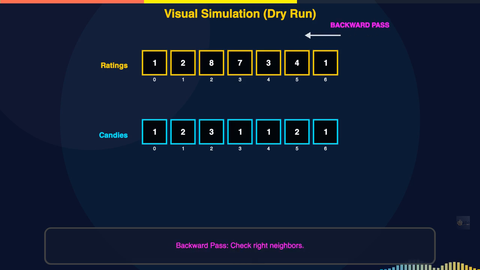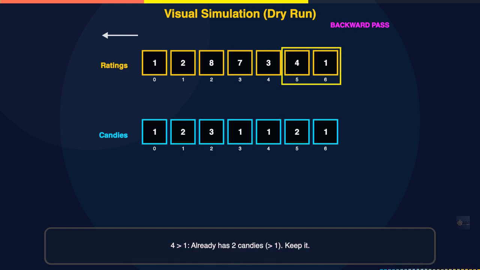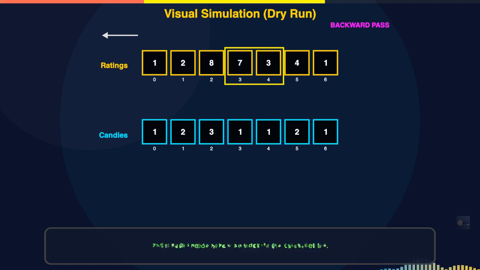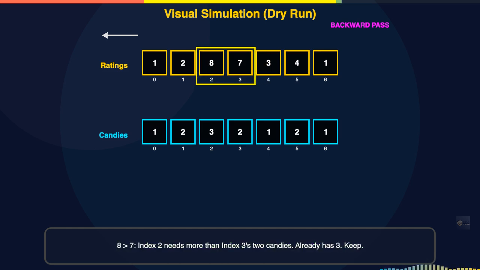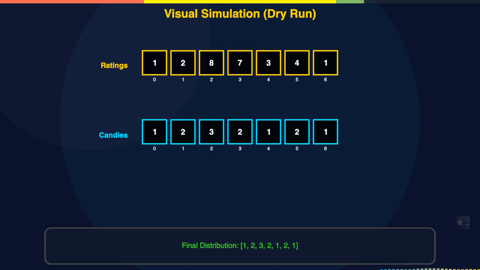Now, the backward pass. We look right. 4 is greater than 1, but it already has 2 candies, which is more than 1. 3 is not greater than 4. 7 is greater than 3, so it needs more than 3's 1 candy, it gets 2. Finally, 8 is greater than 7. Since 7 has 2 candies, 8 needs at least 3. It already has 3 from our first pass, so we keep it. The final distribution is 1, 2, 3, 2, 1, 2, 1. Summing these up gives us 12 candies.